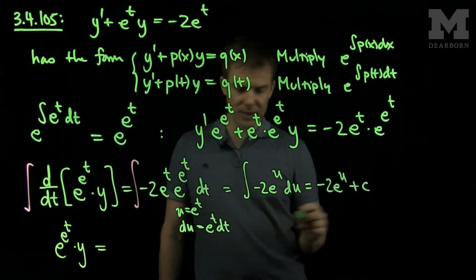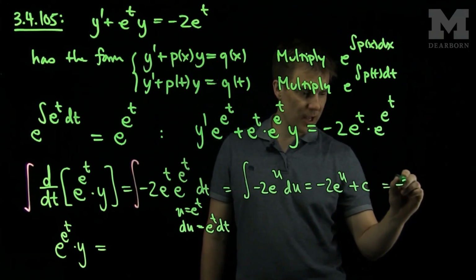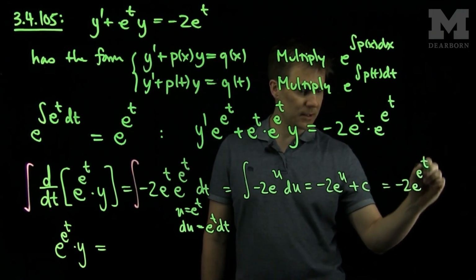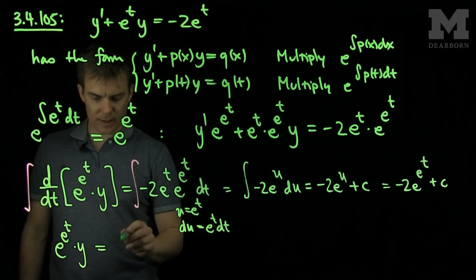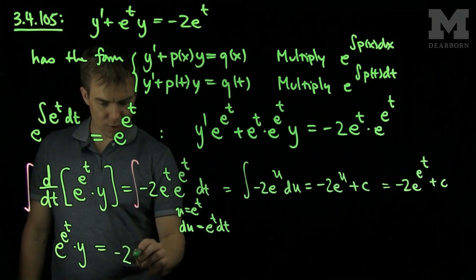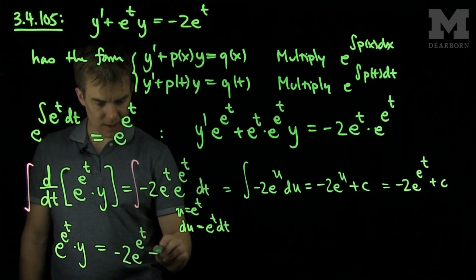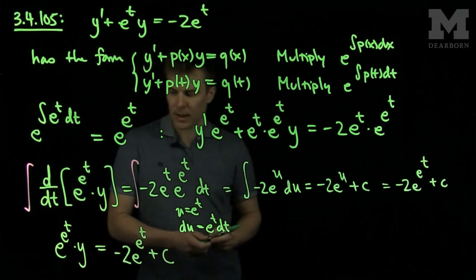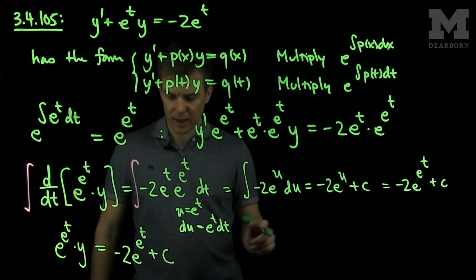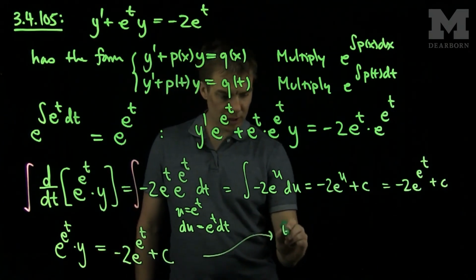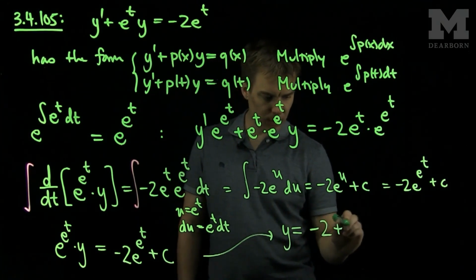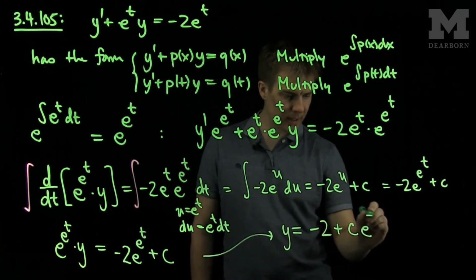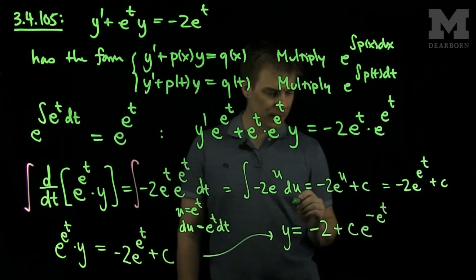But we know that u is e to the t, so an antiderivative of this is negative 2 e to the t plus c. And so we have that e to the t times y is equal to negative 2 e to the t plus c. And I can divide by e to the t and conclude that my solution is y is equal to negative 2 plus c e to the negative e to the t.